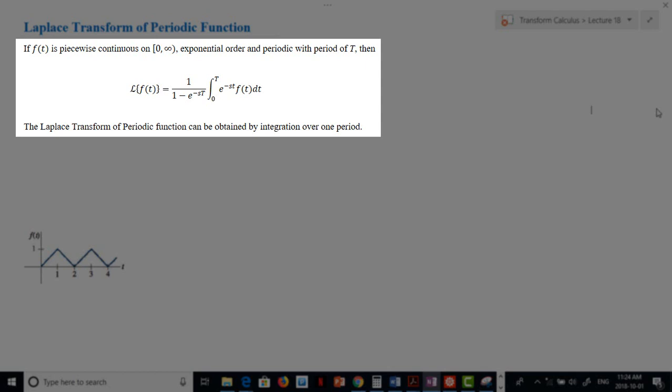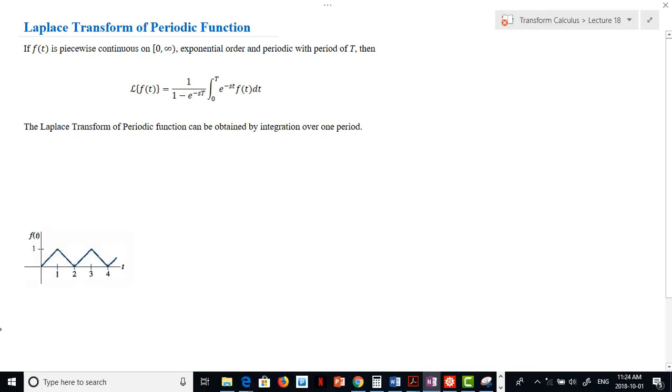So in fact, the Laplace transform of periodic function can be obtained by integration over just one period, and it's really helpful. For example, let's assume we want to find Laplace transform of this given function. If I want to use definition of Laplace transform, Laplace transform of f(t) is equal to the integral from 0 to infinity, e to the power of minus st, f(t) dt. So you have to find this integral.